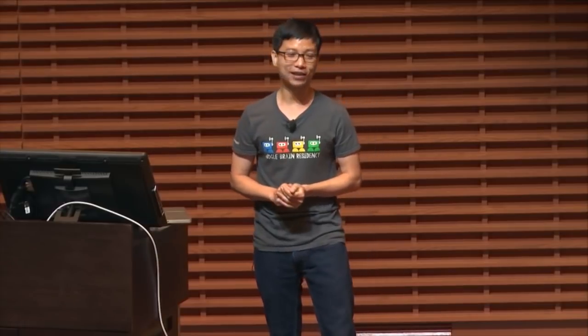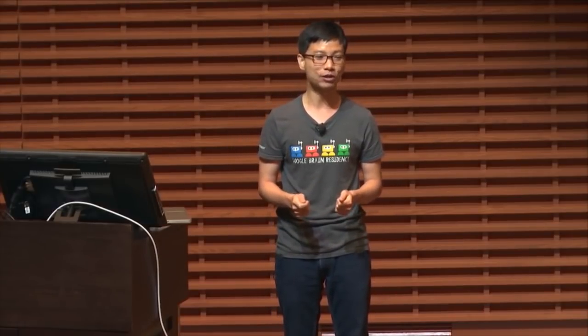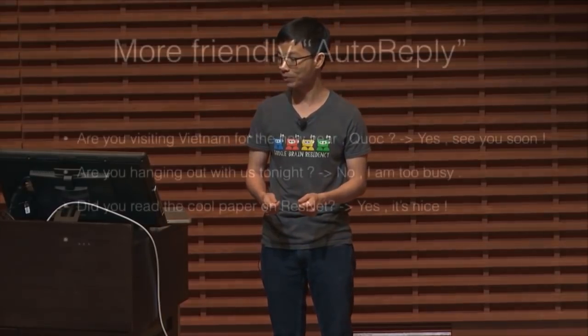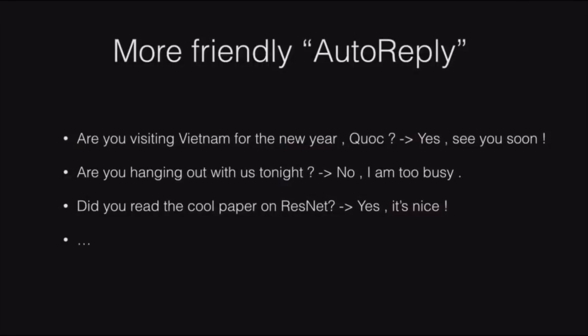So if you use such an algorithm to just say yes, no, and yes, no, then you might end up losing a lot of friends, because we don't just say yes, no. For example, when my friend asks me, are you visiting Vietnam for the New Year Quoc? Then maybe the better answer would be, yes, see you soon, right? That's a better, nicer way to approach this.